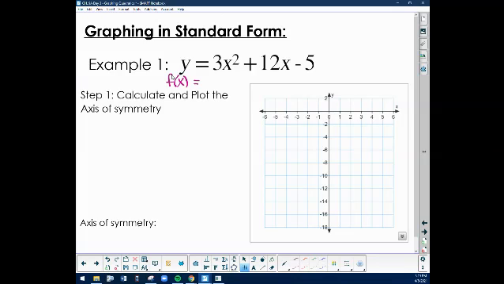All right? So in order to graph in standard form, we have to think about some of the things that we know. Some of this is going to be a little new, but I think we can pick it up pretty quickly. The first step when graphing in standard form is to calculate and plot the axis of symmetry. The axis of symmetry is going to be really important for graphing in standard form. All of our points are going to revolve around the axis of symmetry. If you remember from the first day of notes, the axis of symmetry is calculated by negative b over 2a, if we have the equation in standard form.